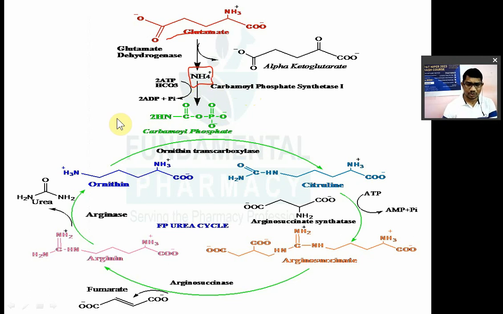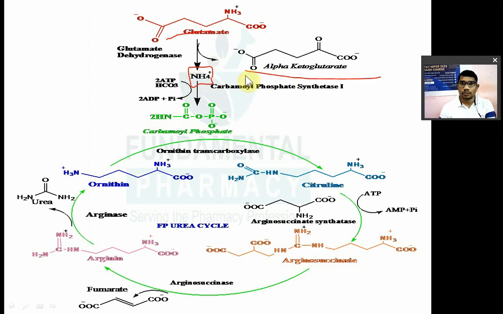Ammonia can be utilized for the synthesis of amino sugar. This ammonia group can be transferred to another keto acid to form new amino acid, non-essential amino acids. And this ammonia can be used for the synthesis of pyrimidine, purine bases. After deamination of this glutamate, you will get an alpha ketoglutarate.